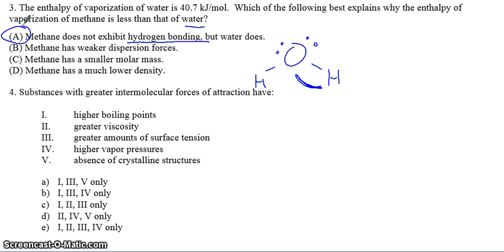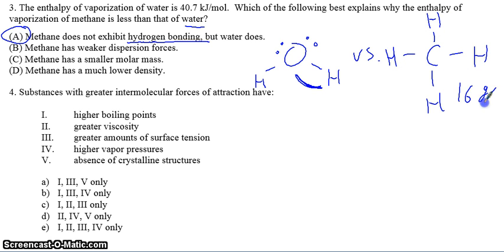Now, size also matters. So if you have a substance that's quite a bit bigger than water, then it could have overall stronger forces. But water versus methane is actually about the same size. Methane's mass is about 16 grams per mole. Water's mass is about 18 grams per mole, so they are comparable in their size, which means any other difference will make water win. So water's hydrogen bonding actually wins.